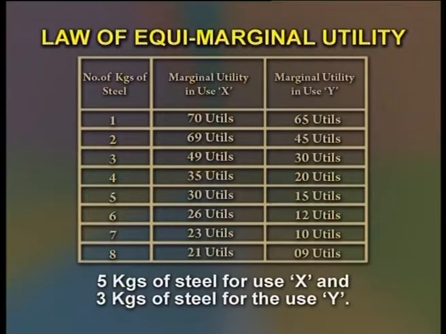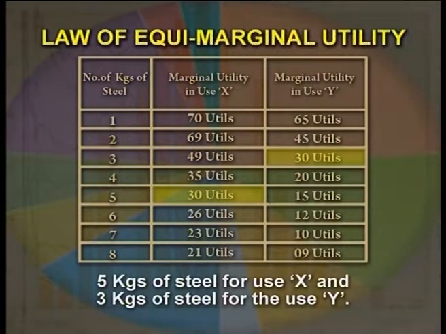And therefore, this will go on until he ultimately lands up using 5 kgs for X and 3 kgs for use Y. In this situation, you find that in both the cases, use X and use Y, the marginal utility is equated to 30.